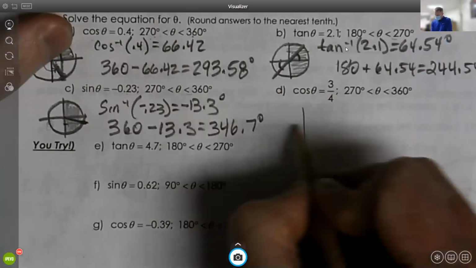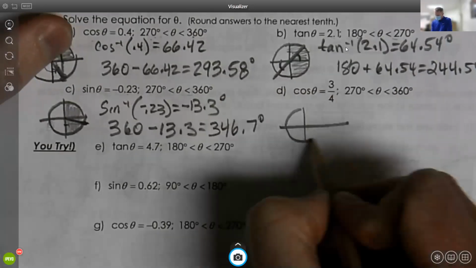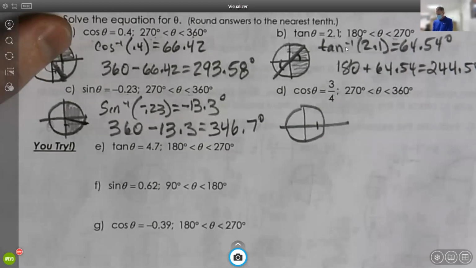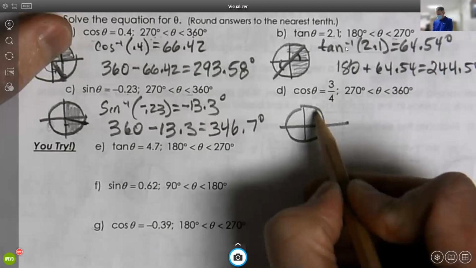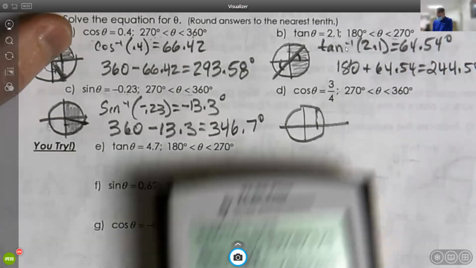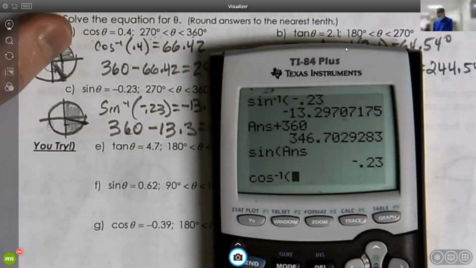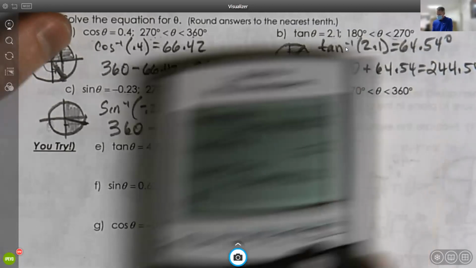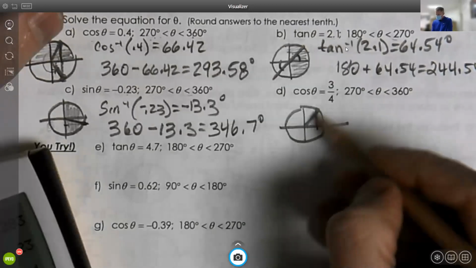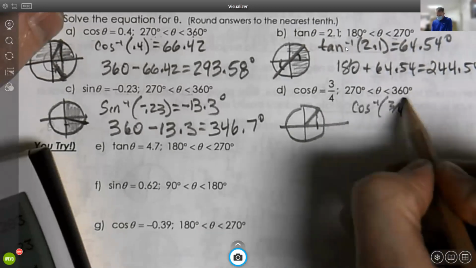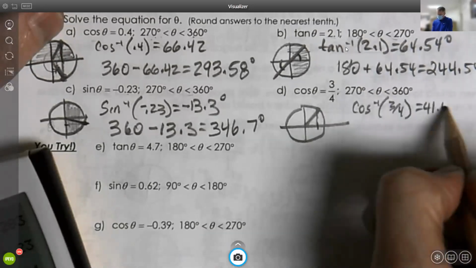Cosine of 3/4. Cosine is 3/4 way out here. So your calculator is going to give you this answer that's right there. Cosine inverse of 3 divided by 4. That happens at a 41-degree angle. So cosine inverse of 3/4 is a 41.41 degree angle.